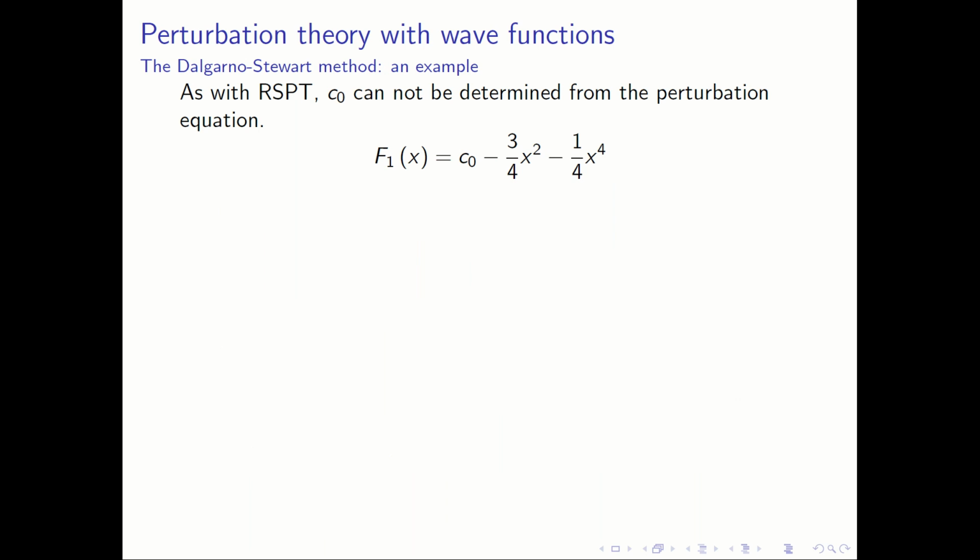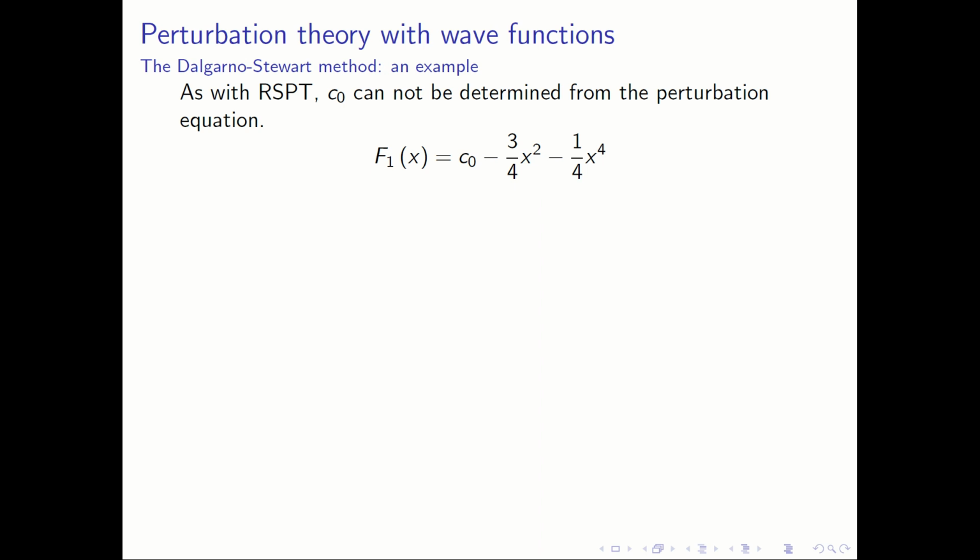Now, you can fix the c0 by imposing intermediate normalization or many other ways, or you can simply ignore it. As we argued for Rayleigh-Schrodinger perturbation theory as well, the fact that perturbation theory does not tell you what c0 is does not make a difference for physical calculations. However, for many applications, it's best to have a full-blown first order correction rather than an undetermined constant.